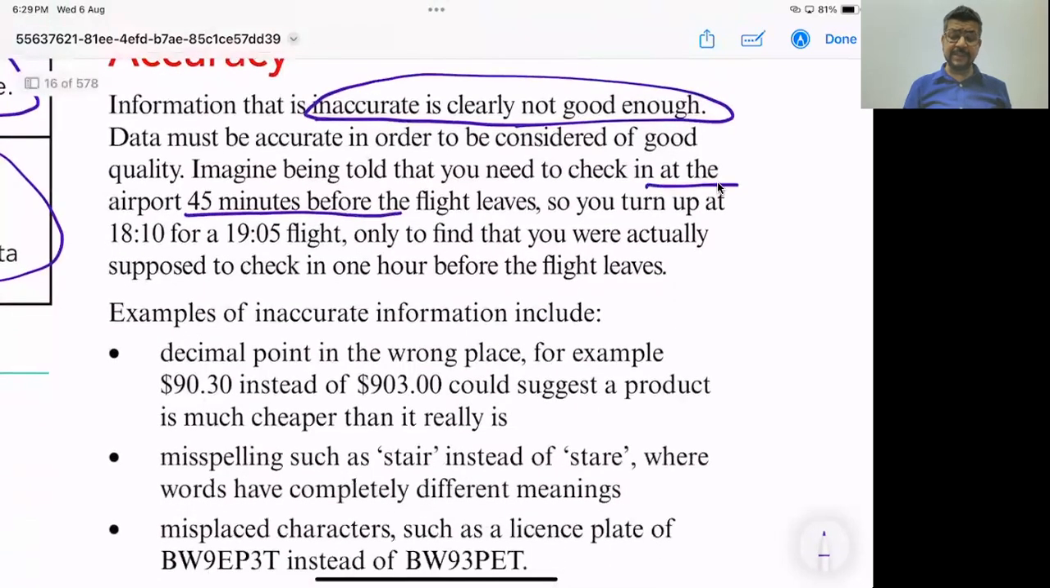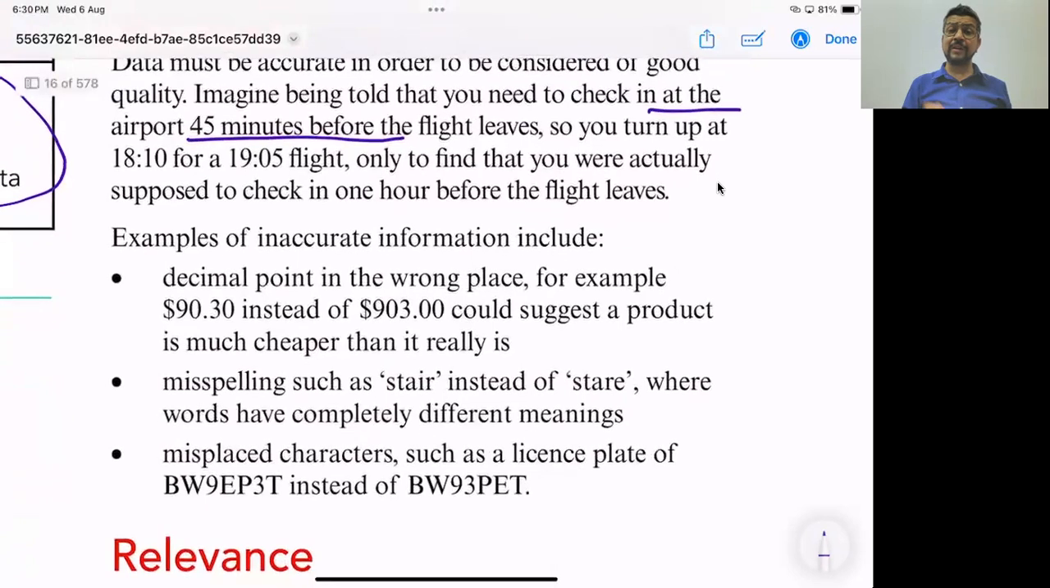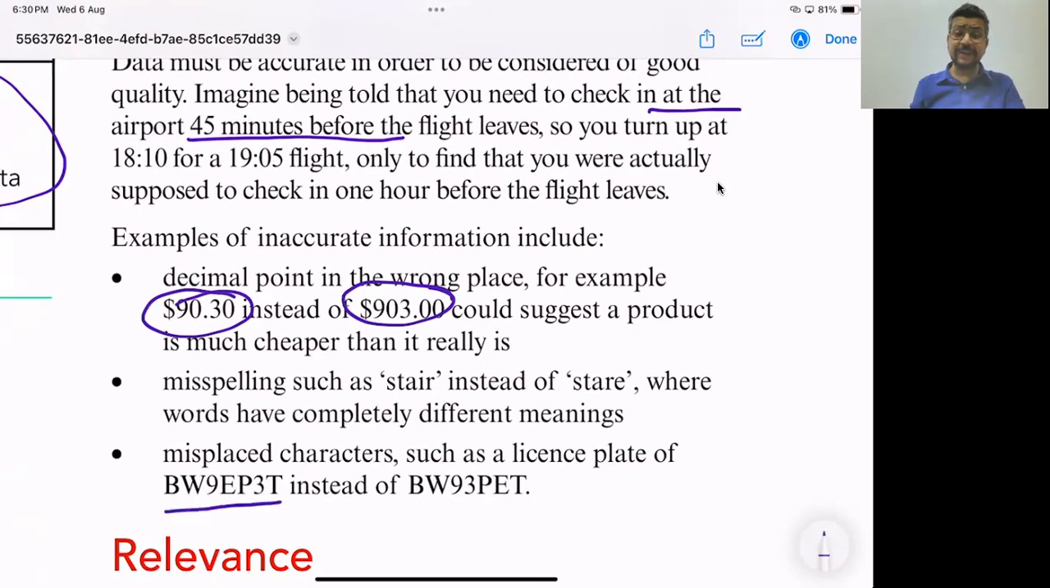So whenever we talk about decimal values, inaccurate decimal values, there are multiple spheres we have to talk about. The example given over there: inaccurate information includes decimal points in the wrong place, for example 90.30 instead of 903.00. The big blunder. Inaccurate data could suggest a product is much cheaper than it really is. Then misspelling, fair instead of fare. Misspelling the character, you're supposed to write this one, but unfortunately they write the license plate like this. Okay, this is accuracy, how accurate the data is. There is no mistake.